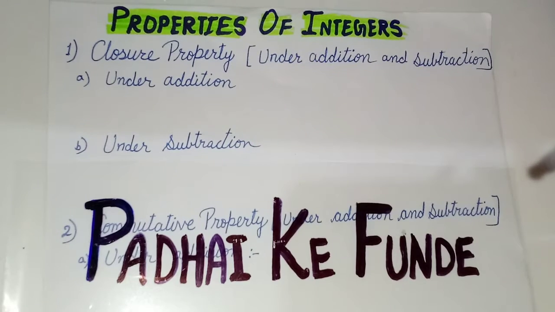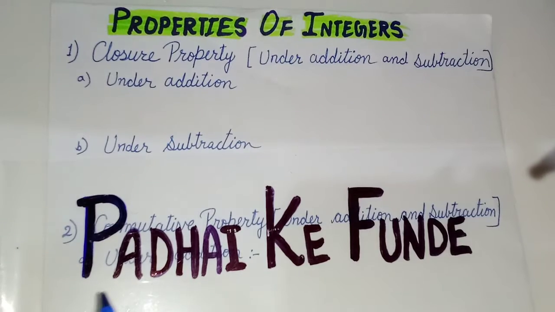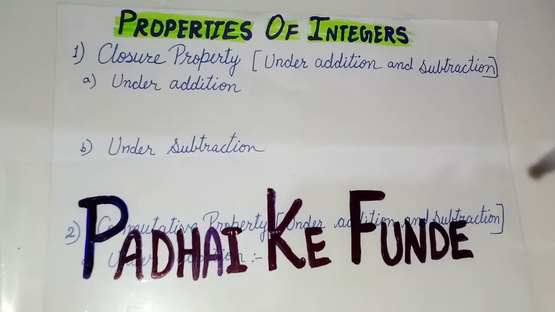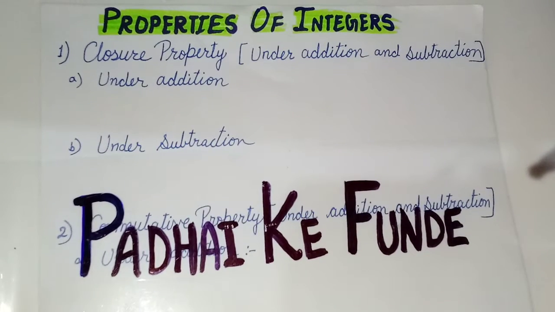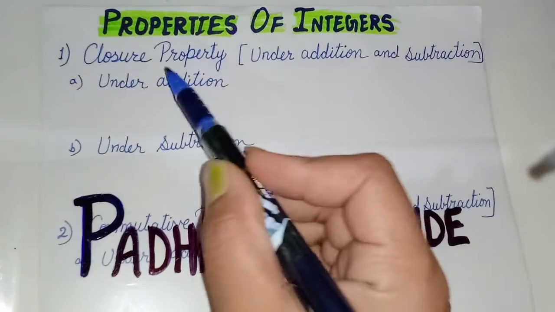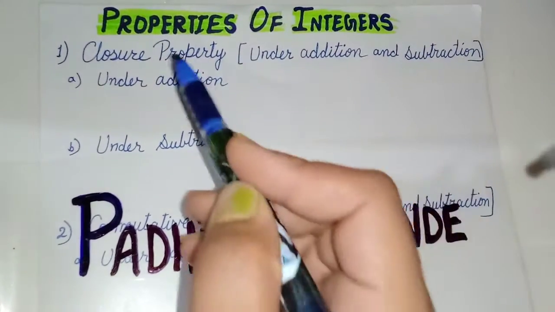Today we are going to discuss properties of integers, which is chapter 1 of maths, integers. Here we are going to see the first property of integers, that is closure property. What's the meaning of this closure property? This property we are going to see under addition and subtraction now.